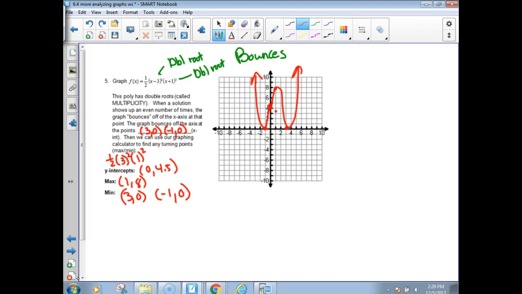Okay, over and out. What's assigned is the quiz preview and worksheet 13, which is practice graphing with factoring.